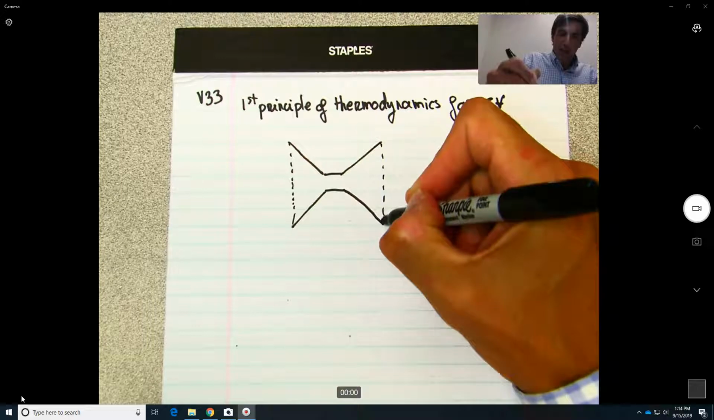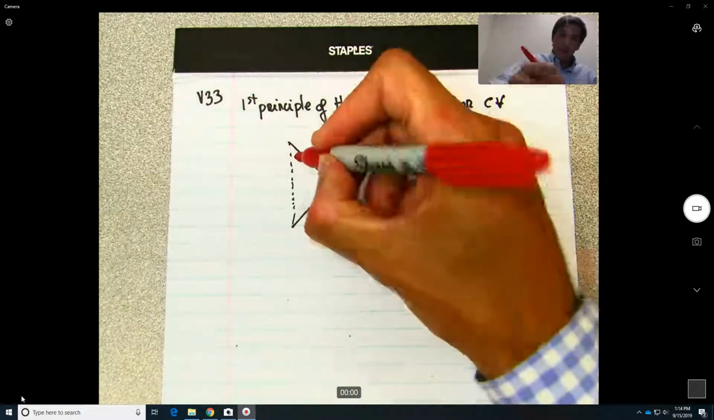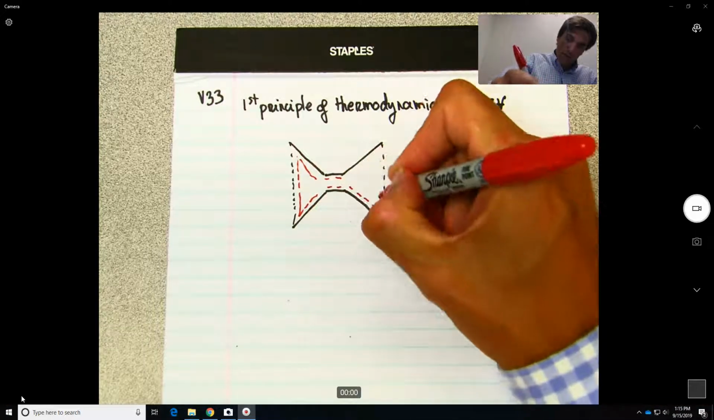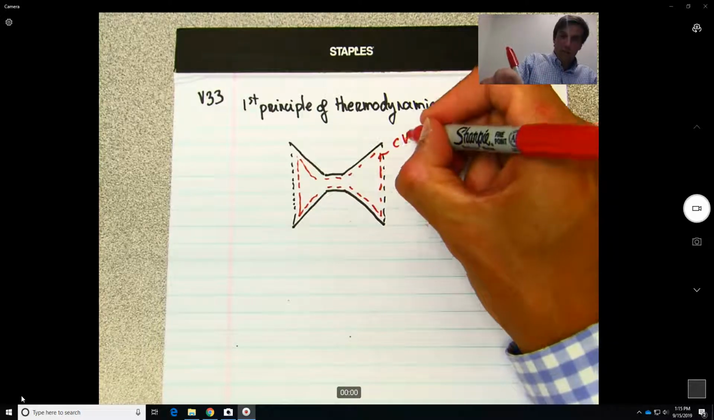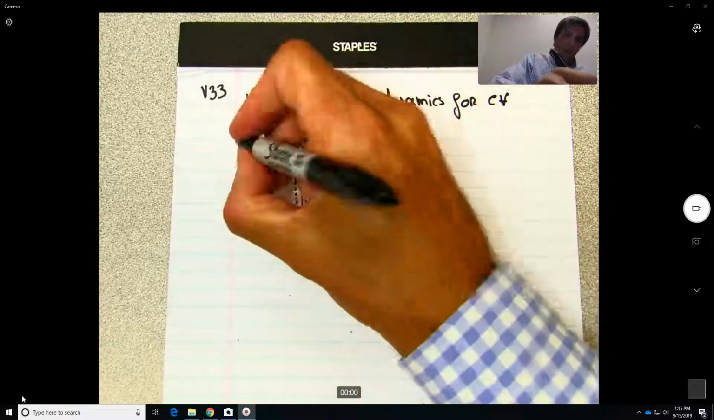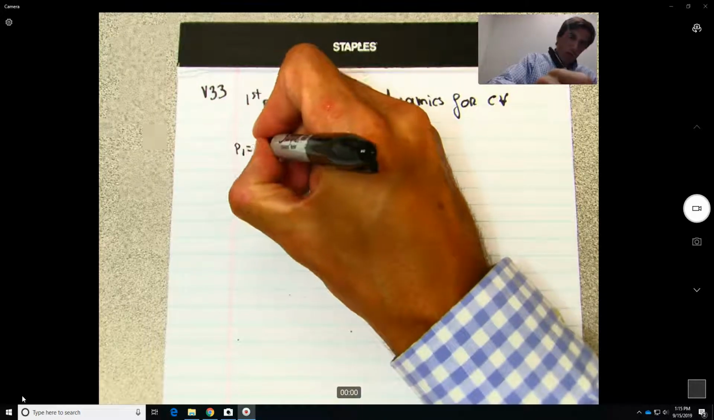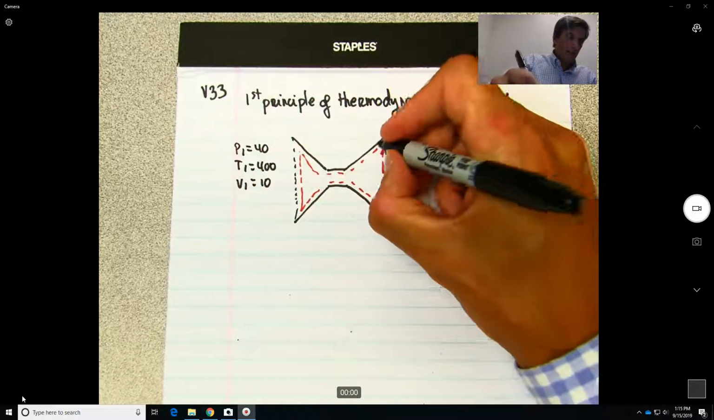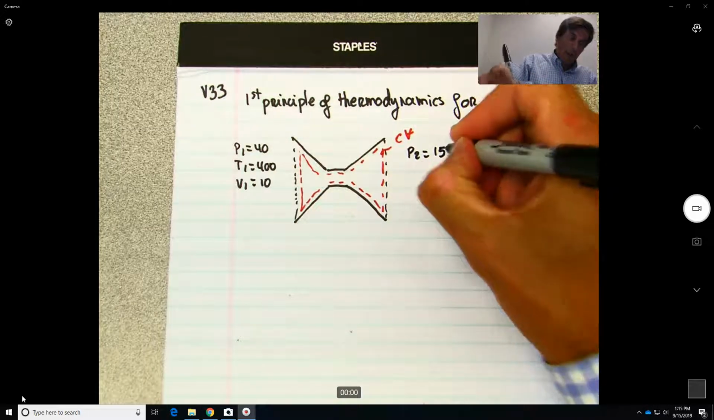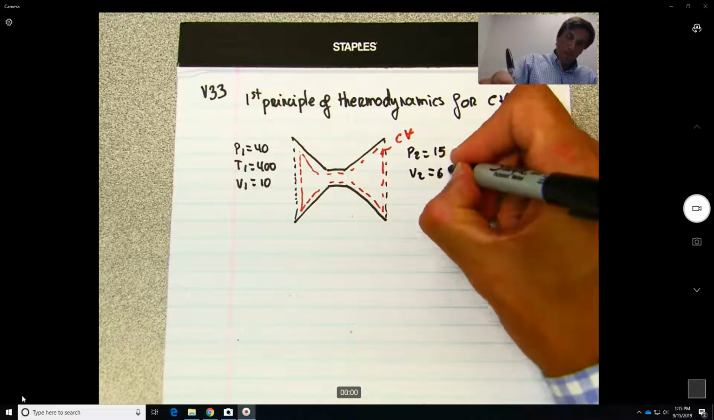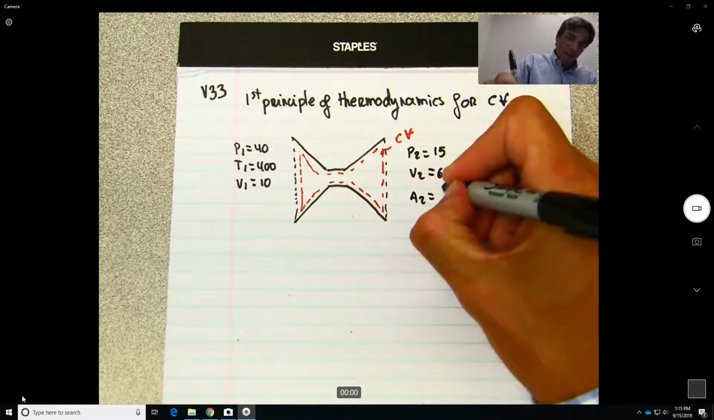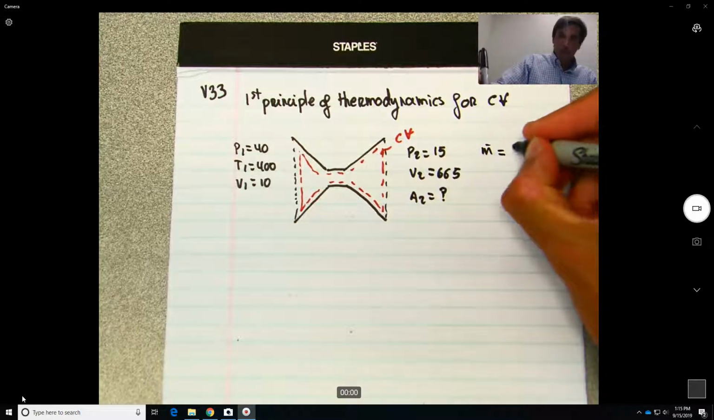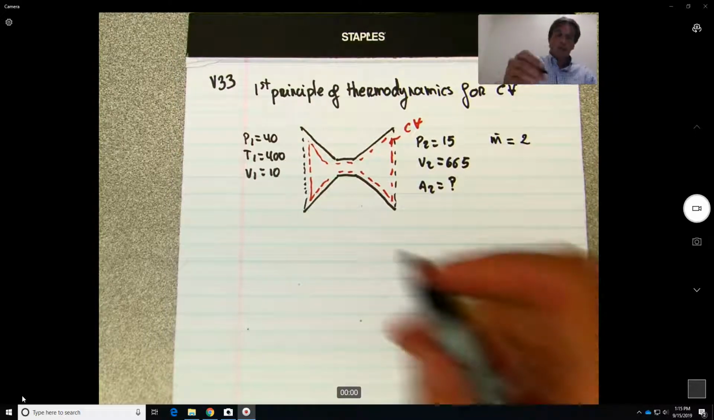So remember that I really like a lot of figures, so this would be our control volume. So this is really our control volume, okay? Here we know P1 equal to 40, T1 400, V1 10, P2 15, V2 665. We need to find A2, and we know that the mass flow is 2 kilograms per second.